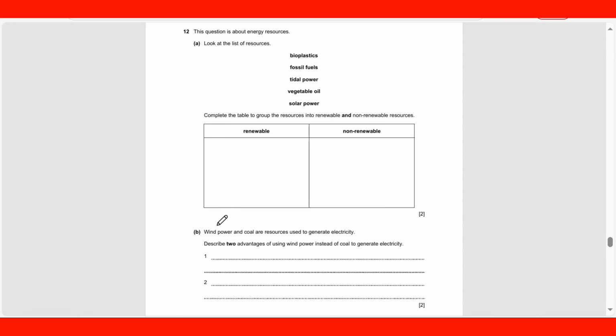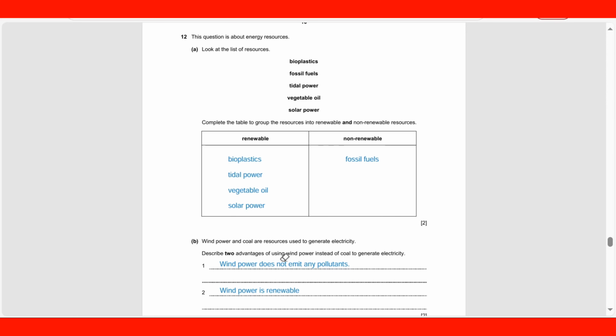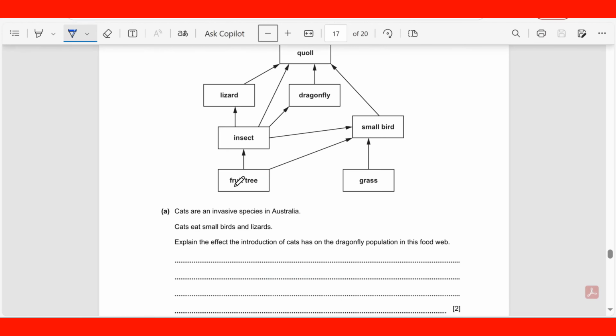Alright, let's move on. Okay, let's see 12b. Wind power and coal are resources used to generate electricity. Describe 2 advantages of using wind power instead of coal to generate electricity. Wind power does not emit any pollutants, that's an advantage of wind power, and wind power is renewable.